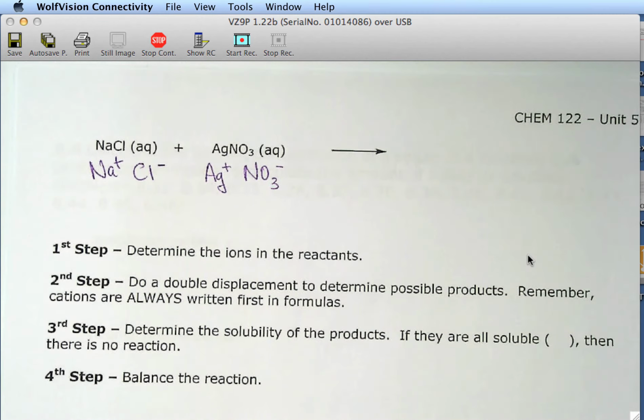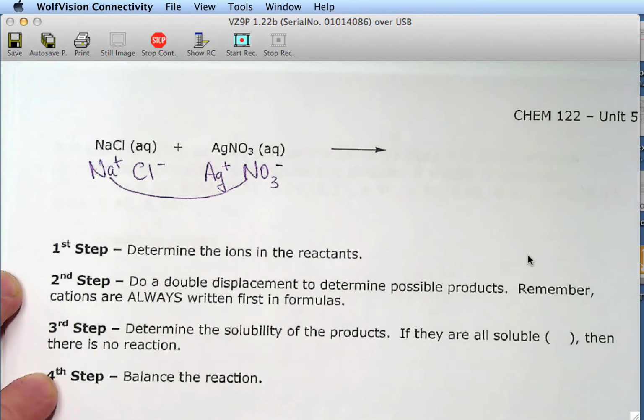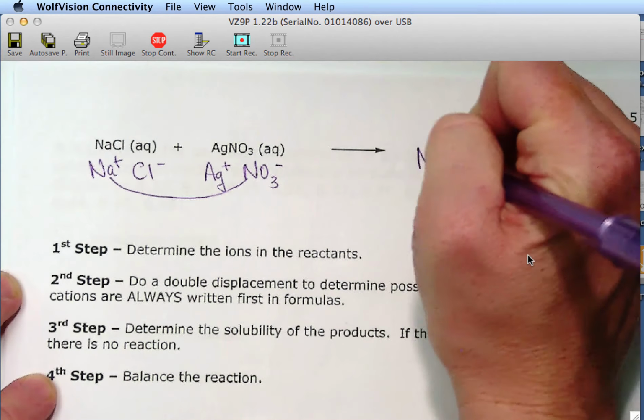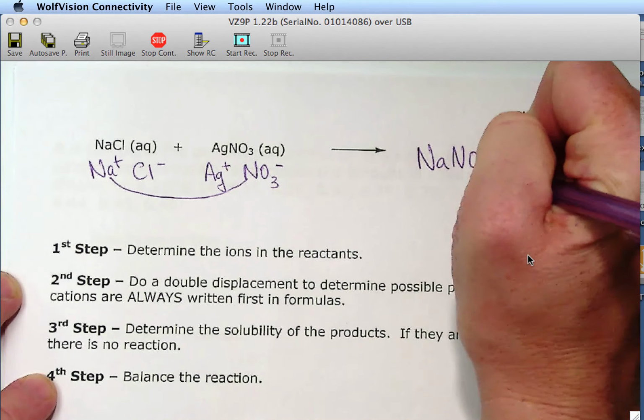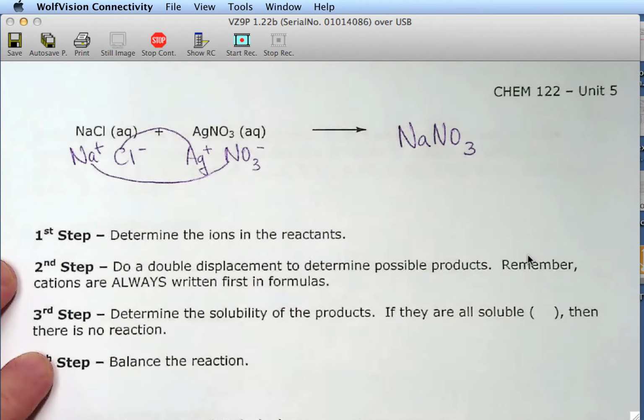Then you're going to have them switch partners. So the sodium is going to go with the nitrate. What would the formula be for that? NaNO3. And then the silver is going to go with the chloride ion. So what would the formula be for that one? AgCl.